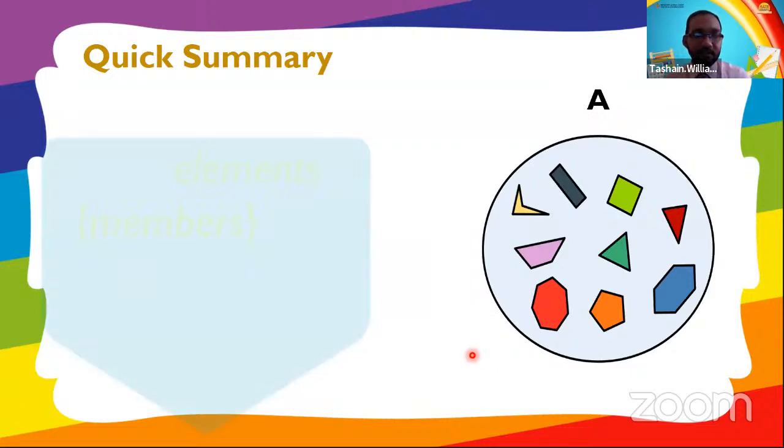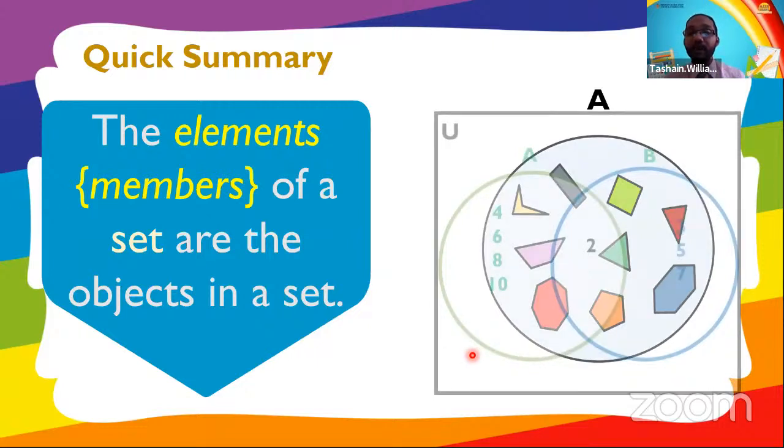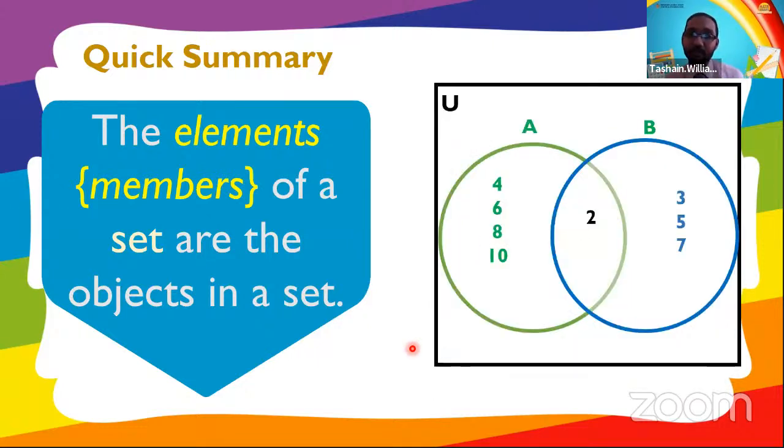All right, boys and girls. Now, the elements, otherwise known as members, and I want you to remember these words that you gave me earlier, related to set: members and elements. So elements, otherwise known as members too, so we can use them interchangeably, of a set are the objects in the set. Can you tell me the objects within set A? Type your answers in the chat.